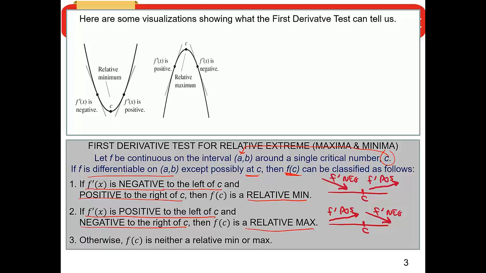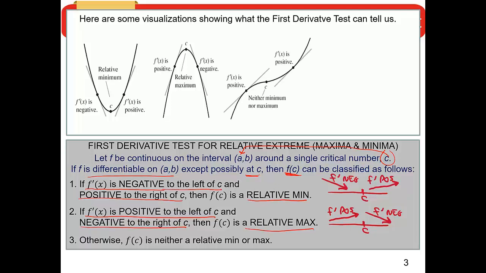If you flip it upside down, you can see the behavior has changed. Now, if you look at the derivative to the left of c, it's going up. That's a positive value of the derivative. And it's going down on the right. That's a sign of a relative maximum. Down, up for the derivative is a minimum. Up, then down is a max.